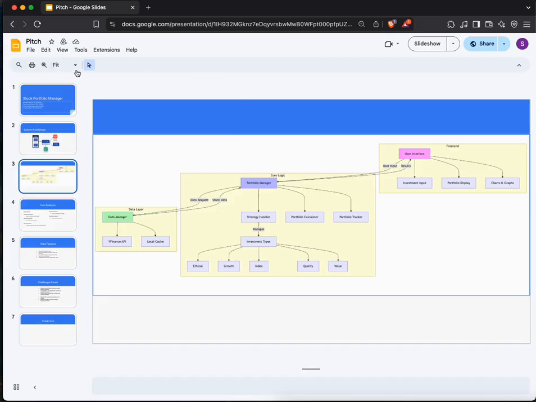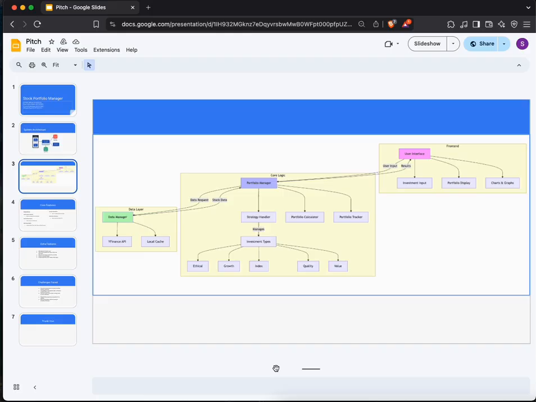It supports five investment styles: ethical, growth, index, quality, and value, giving users flexibility. On the right, the front end receives user inputs and displays results using three tabs: investment input, portfolio display, and charts and graphs. This modular architecture promotes maintainability and enables potential future features like predictive modeling and multi user accounts. Next, we move on to the core features.